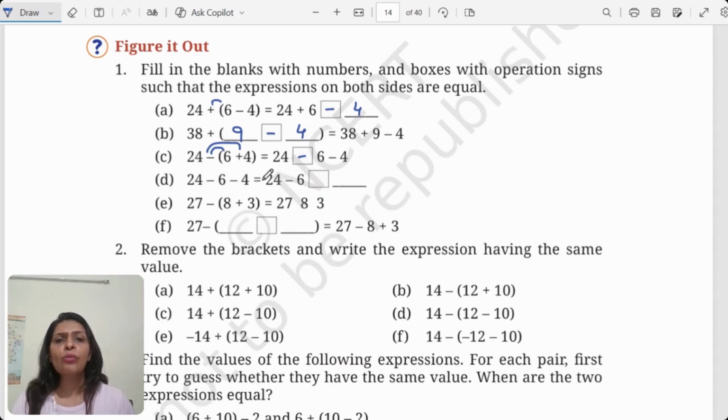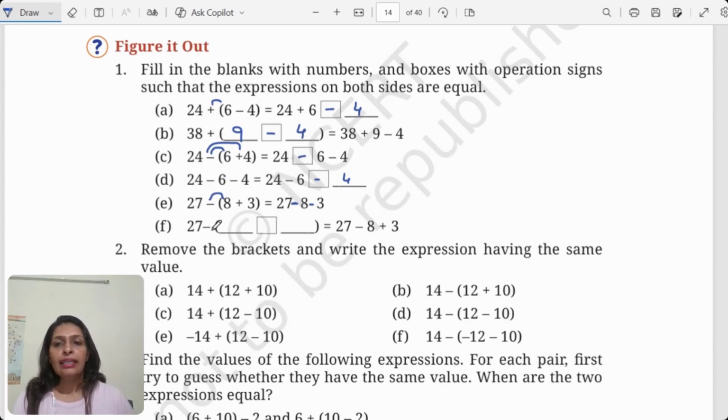Since there is no bracket as such, we will simply put the sign minus 6, then this is minus and 4. There is no role of bracket, no role of sign. It is direct, we just need to put the numbers. 27 minus 8 plus 3. Again, it's a negative sign, so it is going to play a vital role. So it is plus minus, so here it is going to be minus, and again it is plus. So when negative goes inside, it will alter the sign. So it should come negative.